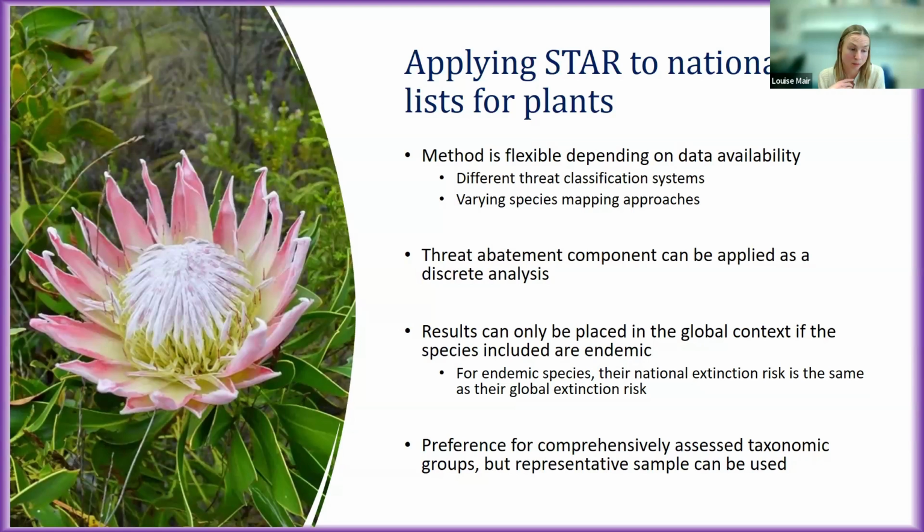And finally, we definitely have this strong preference for including only comprehensively assessed taxonomic groups because we don't want to introduce bias where groups have not been comprehensively assessed and there may be geographic bias in terms of which have been assessed, or there may be a preference for red listing the species we expect to be most threatened, for example. But it's also important to be pragmatic.